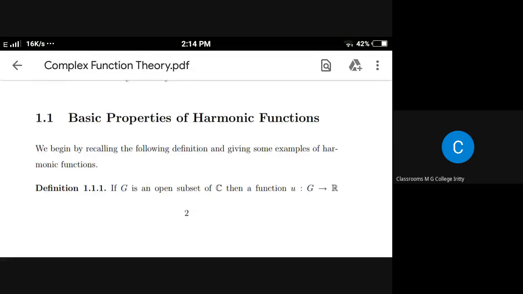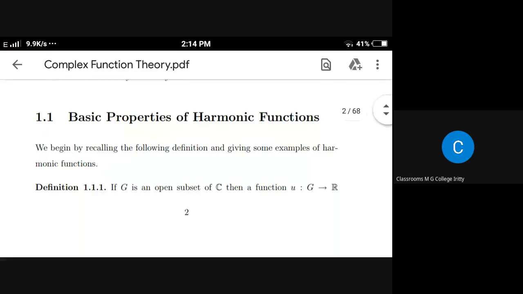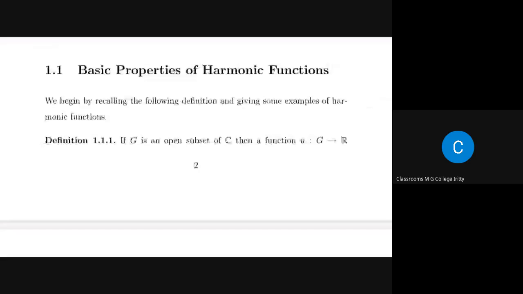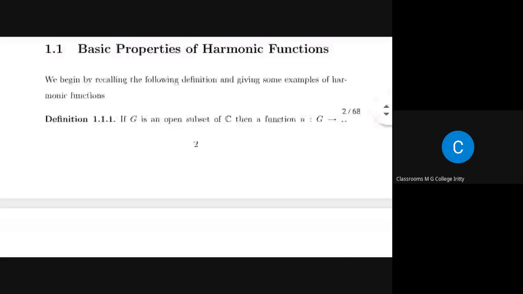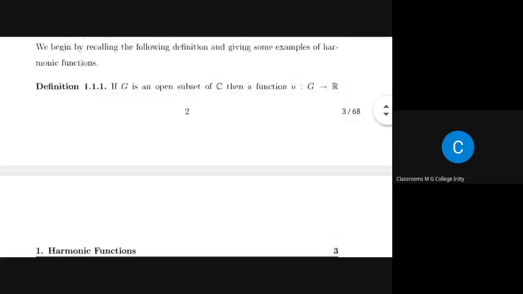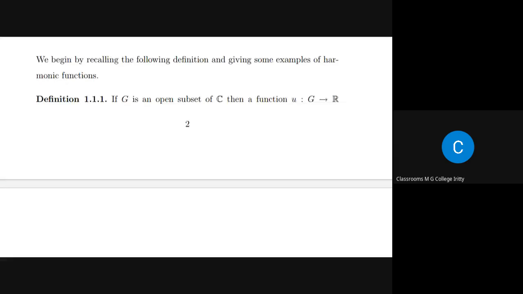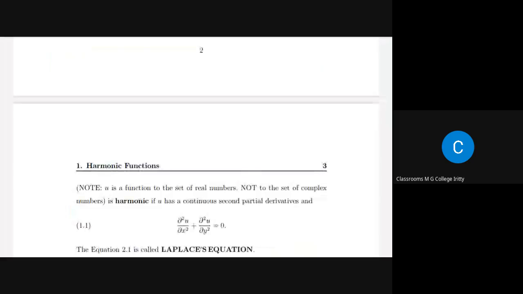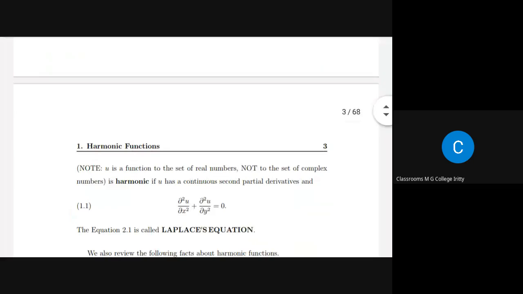Our first section is Module 3, Harmonic Functions. Section 1.1, Basic Properties of Harmonic Functions. We begin by recalling the following definition and giving some examples of harmonic functions. Definition 1.1.1. If G is an open subset of C, then a function u from G to R is harmonic if u has continuous second partial derivatives and it satisfies Laplace equation.